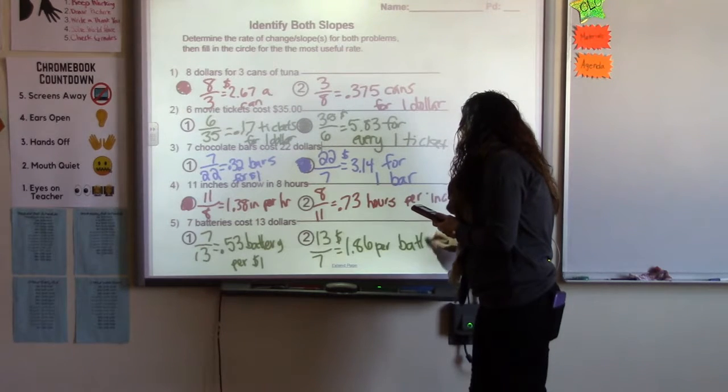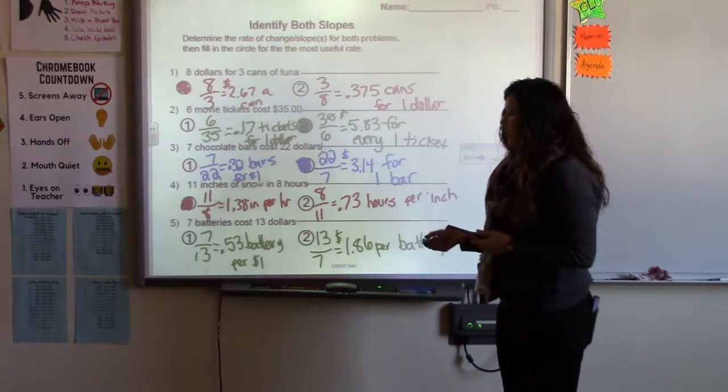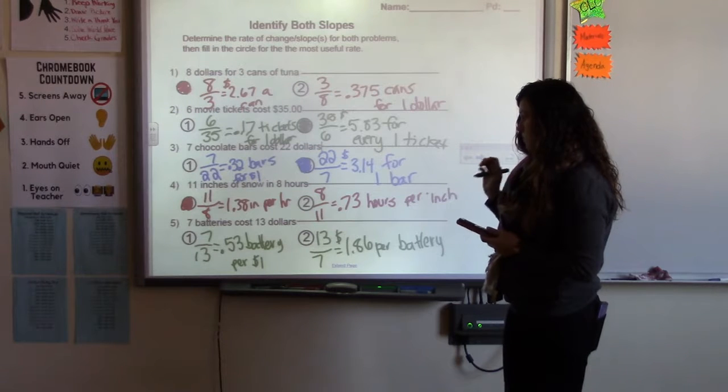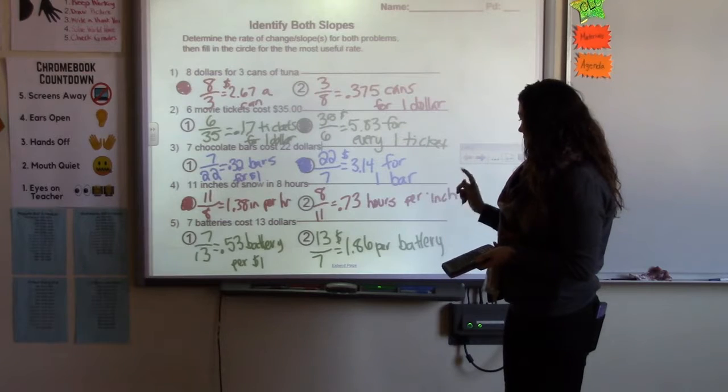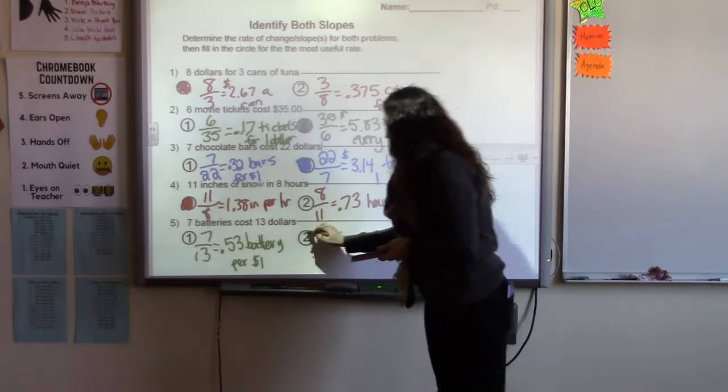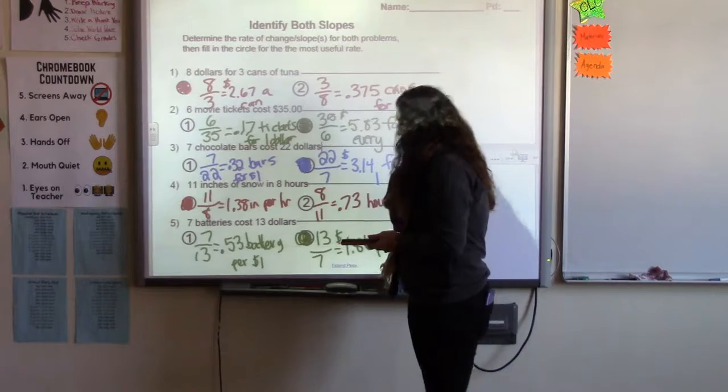Okay. Now we have to decide which one's more useful. A half a battery for $1. Can't buy half of a battery, so that one's out. And $1.86 per battery, that's the one. Okay. Hopefully this makes sense.